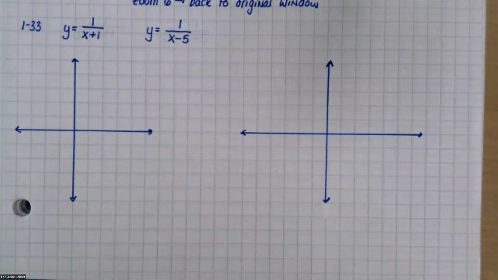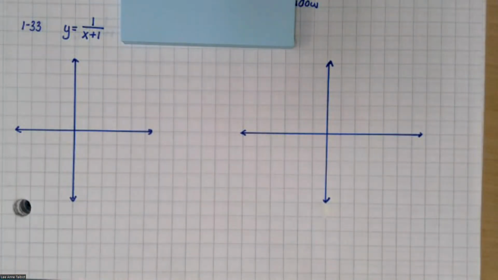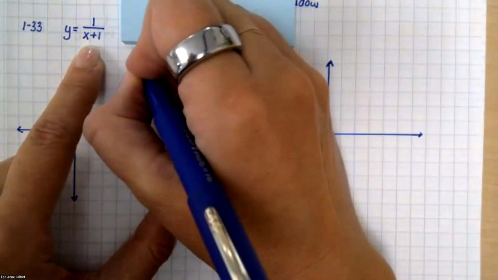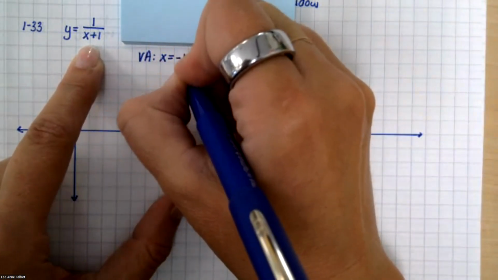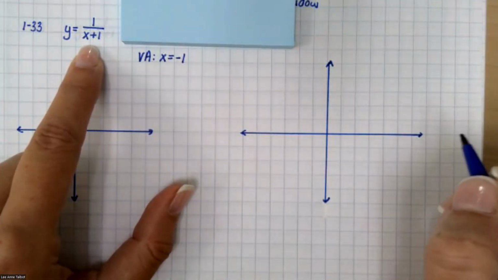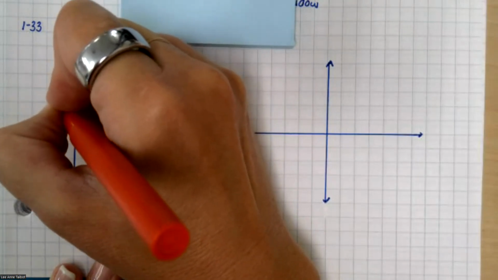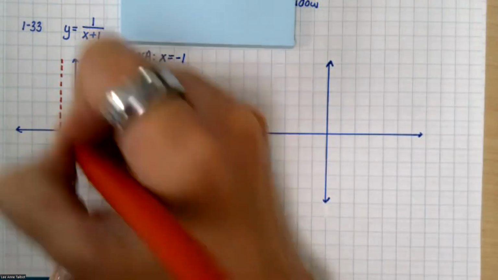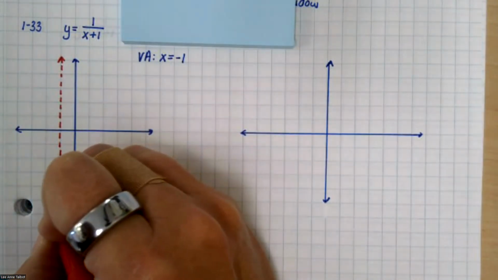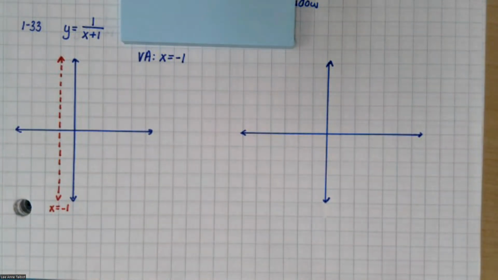Okay, so don't look at this one yet. Just going to do this one right here. So you're watching me take the quiz right now. Okay, the first thing I'm going to say is vertical asymptote x equals -1. And I'm going to label in that asymptote.